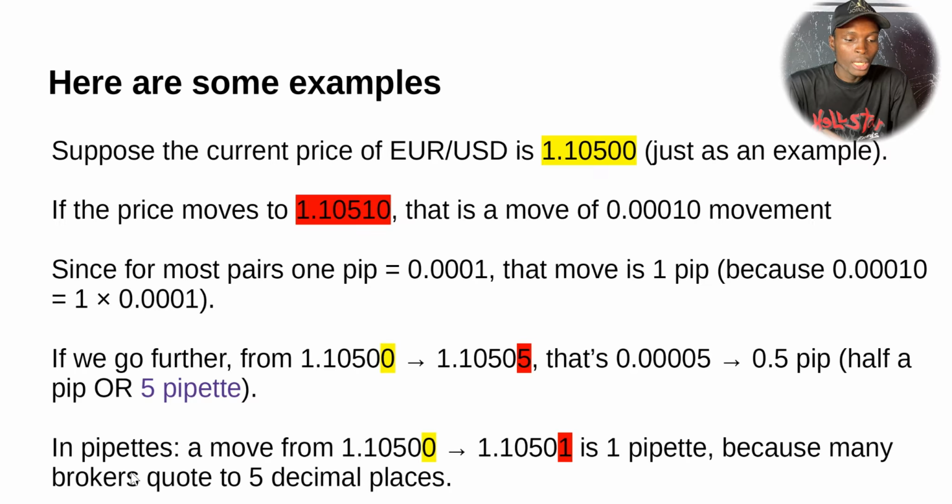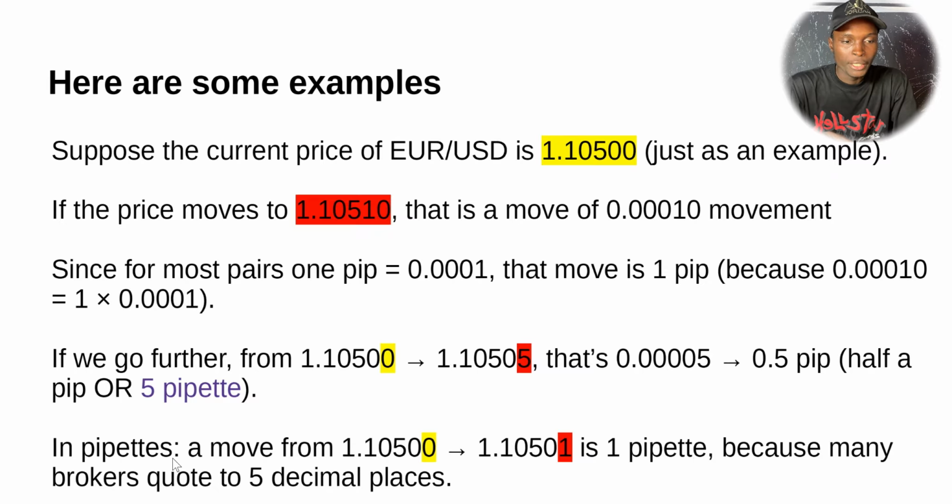So now, like we said, let's just go back to all this again. 0.5 pip is 5 pipettes. 1 pip is 10 pipettes. This is because if you multiply 0.5 times 2, you are saying 2 times 0.5, which is going to give you 1 pip. And I am reminding you the digits are the 5th digit for the pipette and the 4th digit for the pip, for currencies carrying USD as their quote currency.